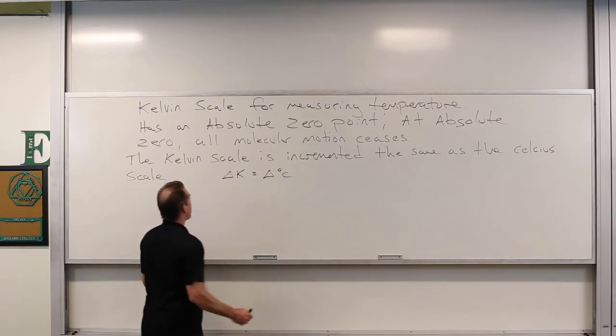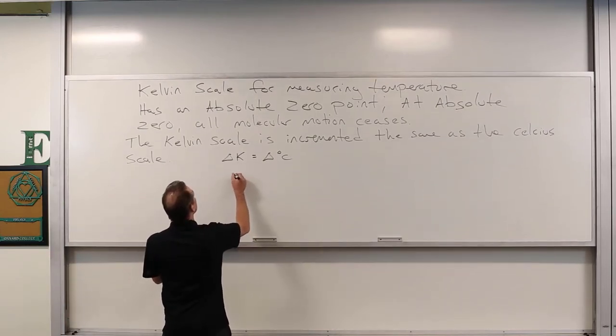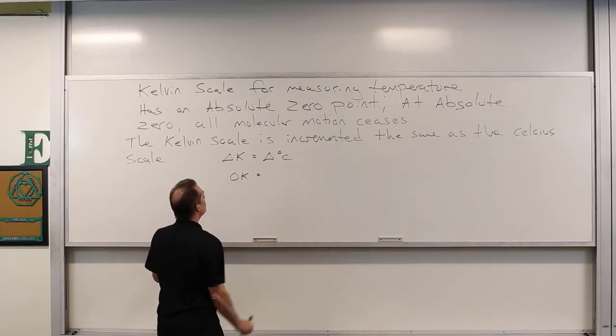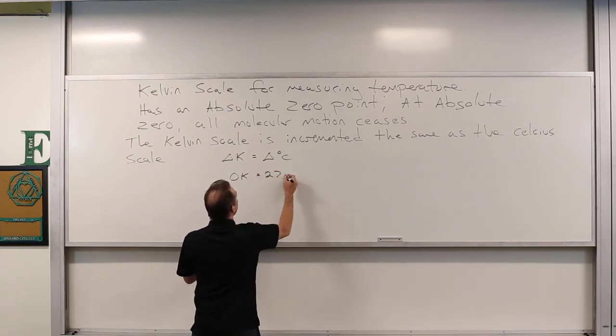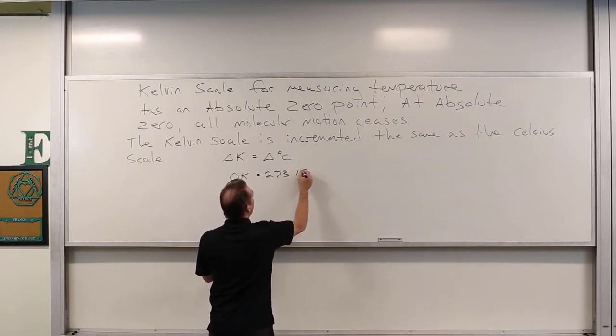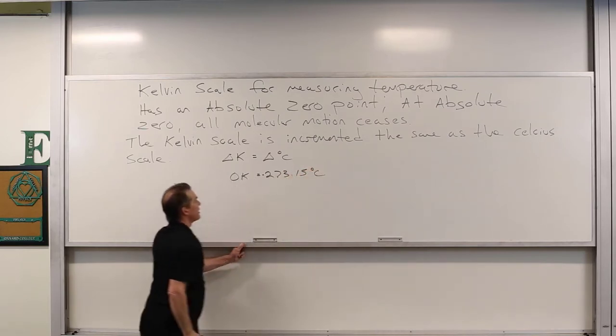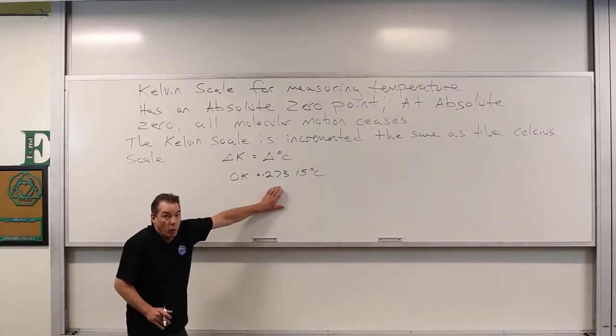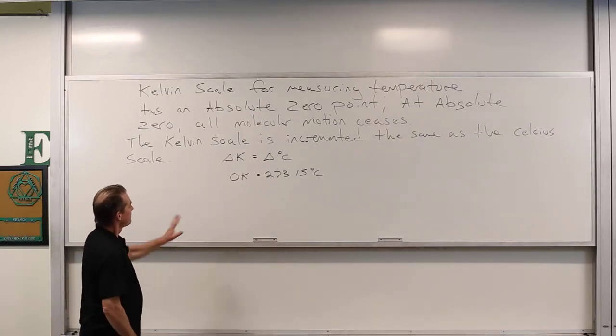And that is that 0 Kelvin is equal to -273.15 degrees Celsius. That is absolute zero right there in Celsius. That's pretty cool. Yes, it is. There we go.